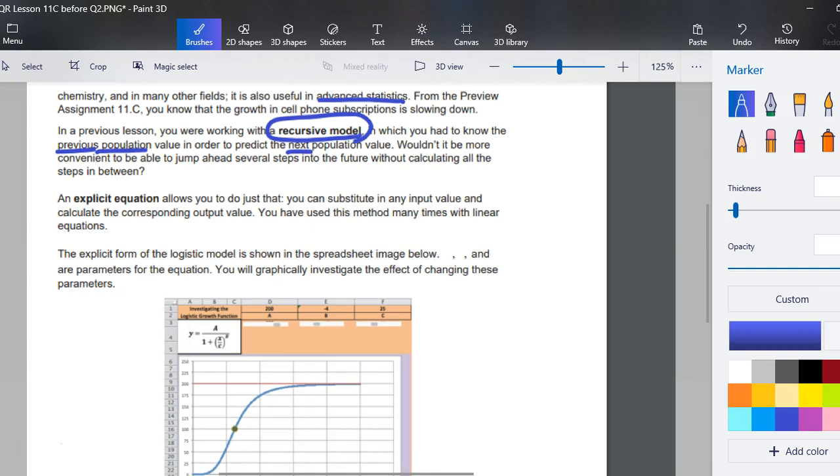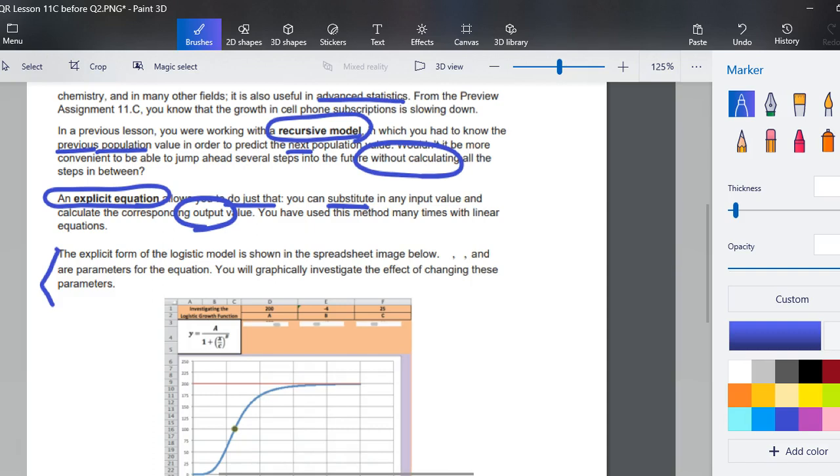Wouldn't it be more convenient to be able to jump ahead several steps into the future without calculating all of those steps in between? An explicit equation allows you to do just that. You can substitute any input value and calculate the corresponding output value, and you have used this method many times with linear equations. The explicit form of the logistic model is shown in the spreadsheet in the image below.